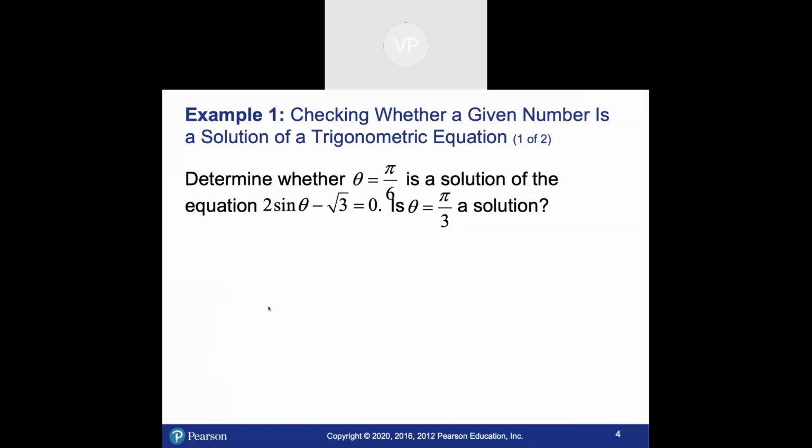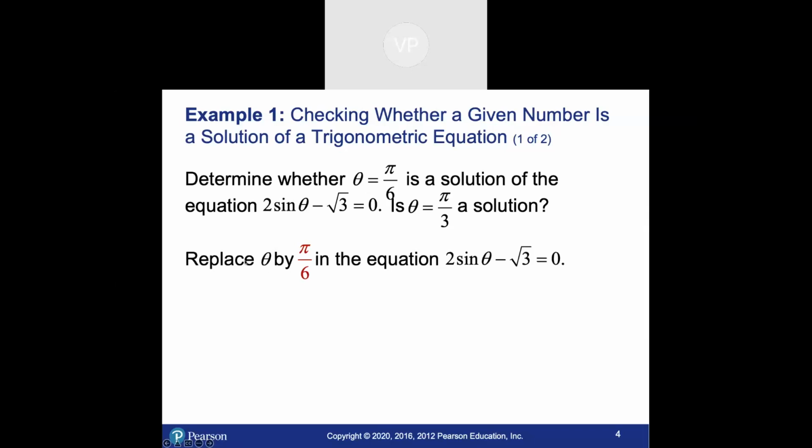Okay, so in the first case, you have to think about when you first learned how to solve equations, you were being asked things like, is x equals 5 a solution of some equation they give you? And the idea is you plug it in and you see if it's true. So here in the beginning, we're going to do the same thing. We have the equation 2 sine theta minus square root of 3 equals 0. They're asking, is pi over 6 a solution to this? The idea is plug in the pi over 6 and replace all thetas with it, just like how in regular old equations, you would replace all the x's with the potential number.